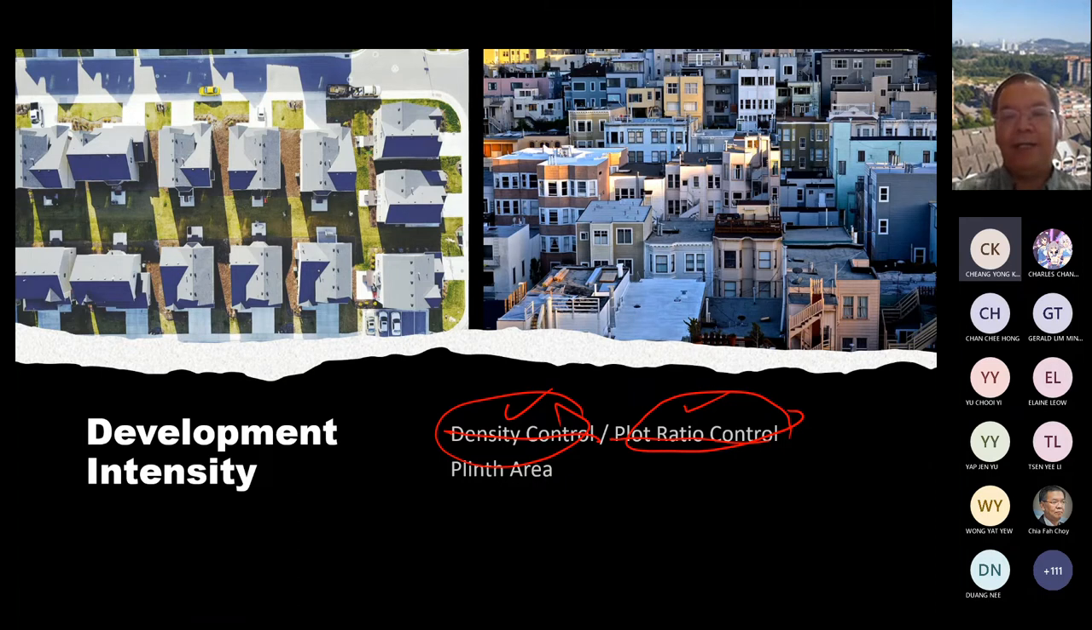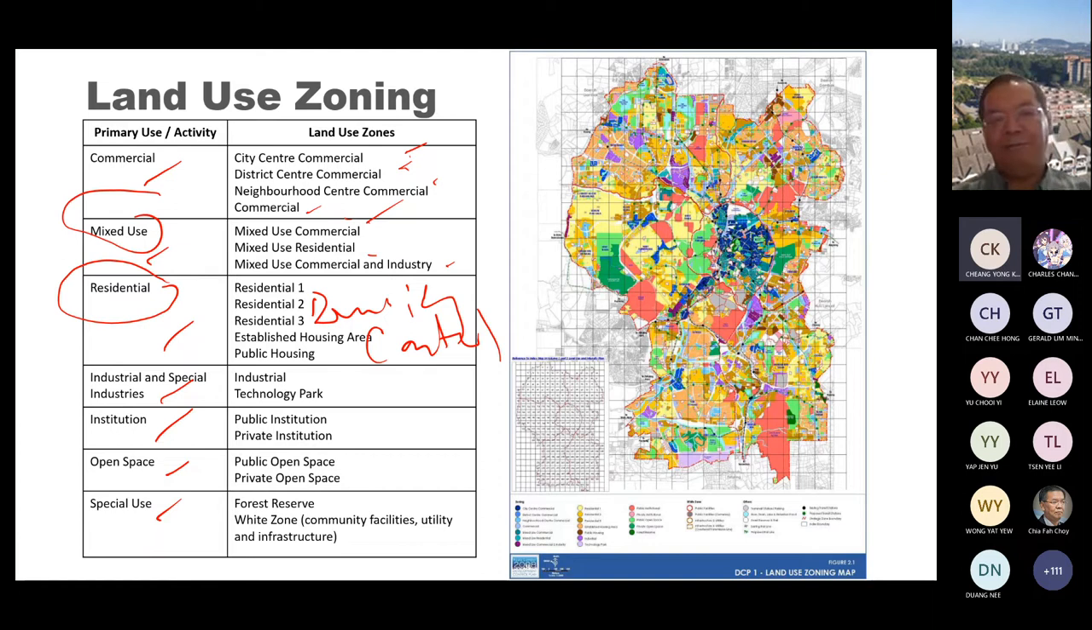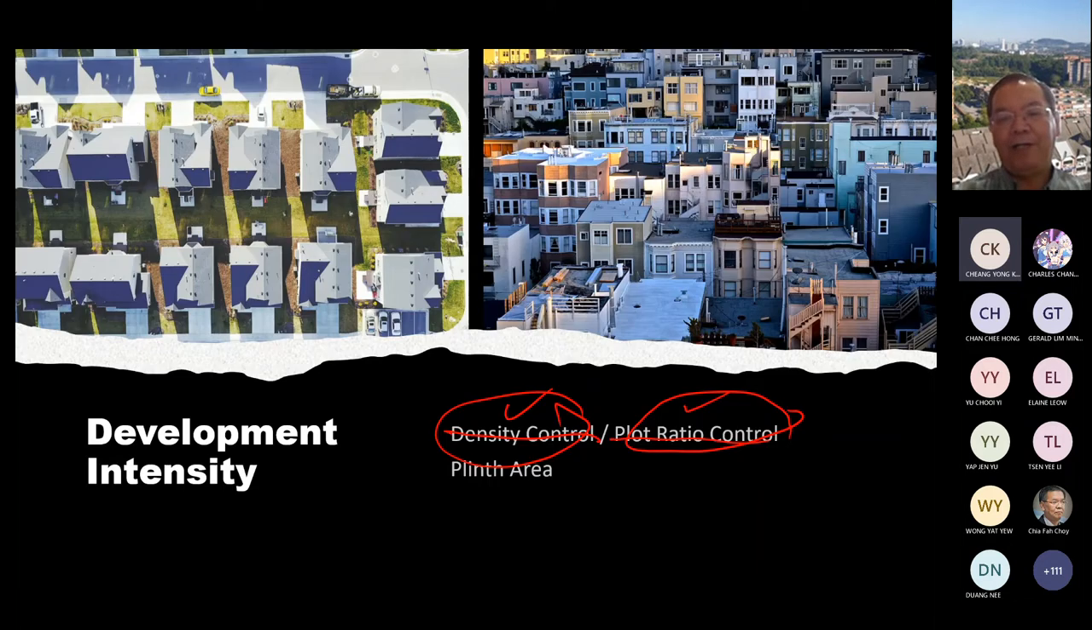For example, in this case, it depends on the land use. If the land use is only for residential purpose, then you have to consider the density control. But for mixed use, just now I said mixed-use residential for your piece of land, then the considerations will be based on the plot ratio control. I will explain the plot ratio control subsequently. Another thing under development intensity you need to consider is the plan area. Now I will explain in detail what all this is.